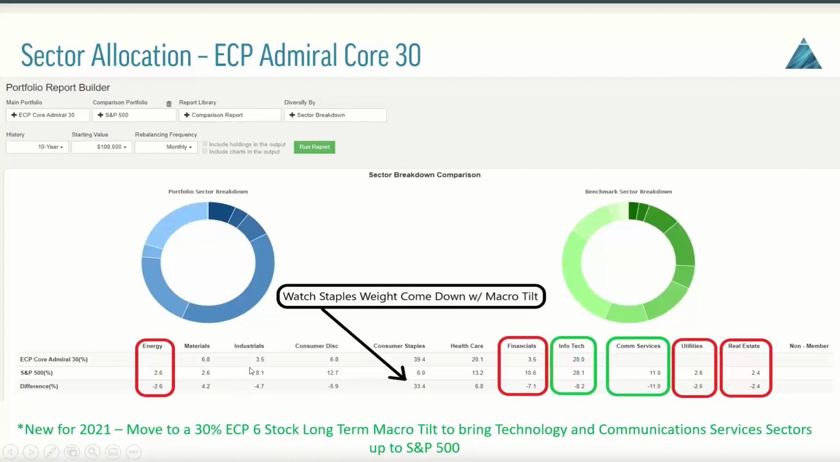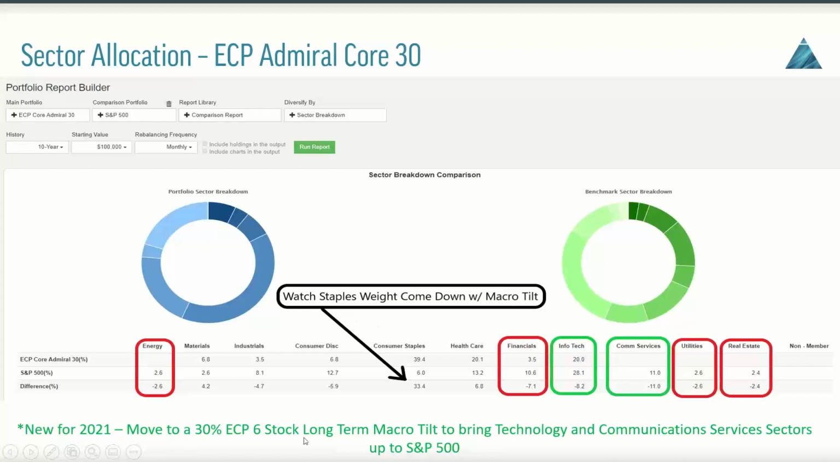Okay. So the idea is, in the next slide, we're going to move to a 30% ECP 6-stock long-term macro tilt. We're going to bring this infotech and communication services to roughly 0, so equal weight with the S&P. And what I want everybody to pay attention to is watch the staples weight, because in core, the ECP Admiral 30 stock portfolio has a massive, massive weight in consumer staples, as you would expect with a group of stocks that is so defensive. Okay, that should not be a surprise.